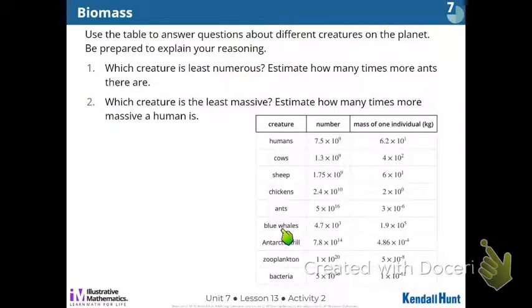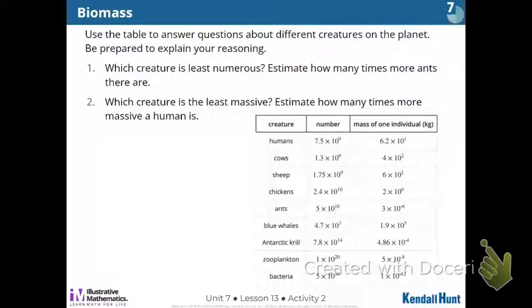Blue whales. And how do you know, just at a quick glance, that that's the least? Just because it has so much less of an exponent. Yeah, so that's referencing place value, right? The first place to look, if the first number is greater than or equal to 1 and less than 10, is the powers of 10. It has the least power of 10. If there was something tied with powers of 10, then we'd look to the first number. So blue whales are the least.